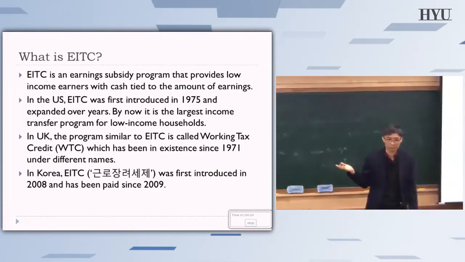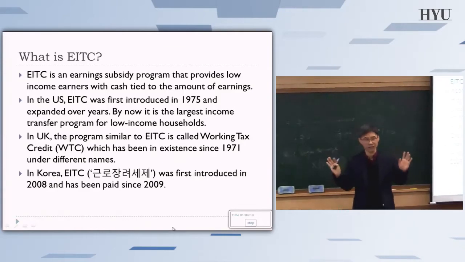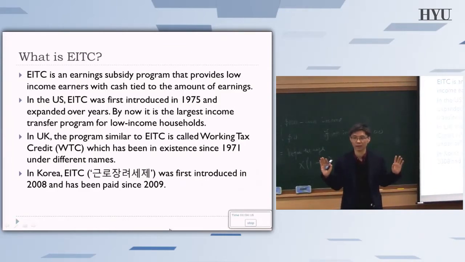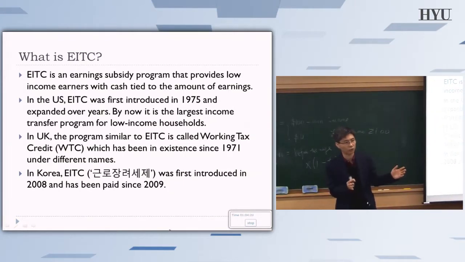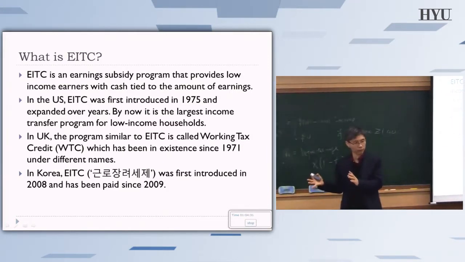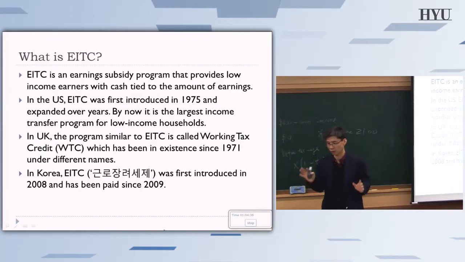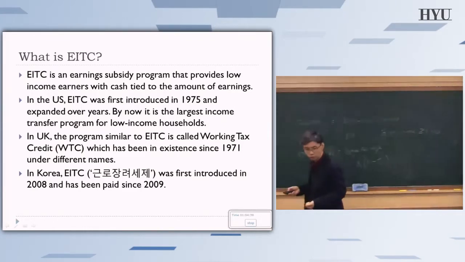This is a different program from welfare. Many countries that have EITC have both programs: welfare programs and EITC programs. Welfare programs are commonly used for people who cannot work or, for some reason, do not work and have very low income. EITC is used for people who do work but do not earn enough income. So these two programs usually exist together. In Korea's case, we have both programs.